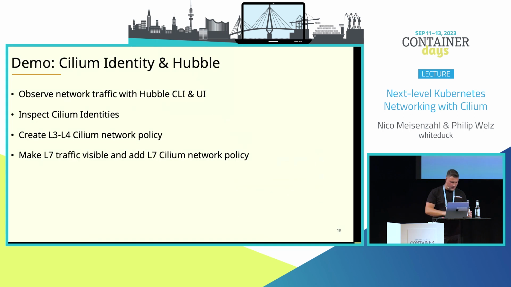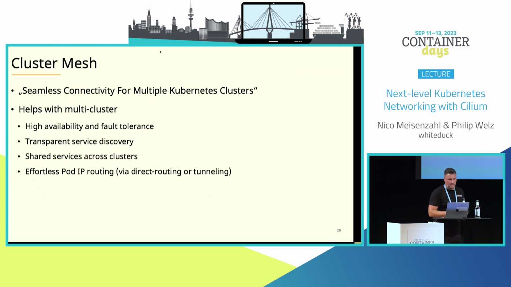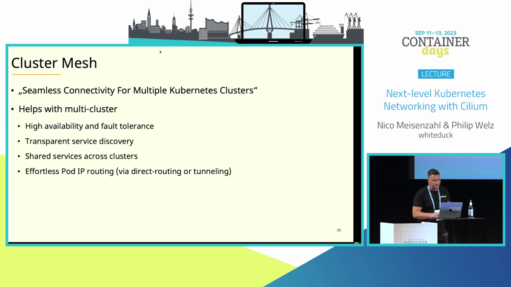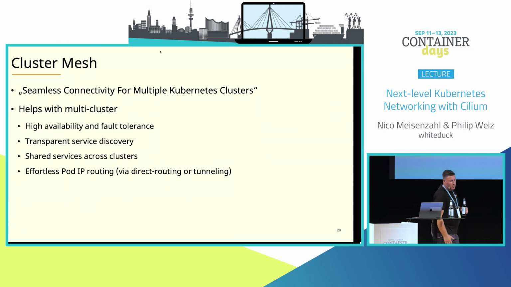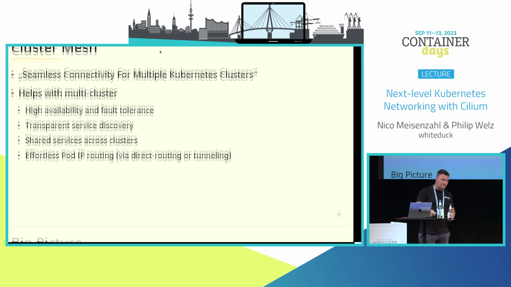Okay. Then we go on with cluster mesh. Cluster mesh helps us to add high availability and fault tolerance to our clusters. We can use several clusters and connect them together. I have to be a little bit faster here. So we have transparent service discovery. We have shared services across clusters. We also show it, and we have this effortless IP routing.